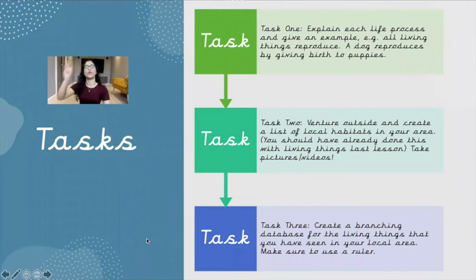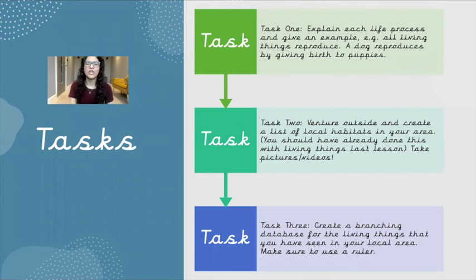Now then, time for your 3 tasks. Task number 1, you're going to explain each life process and give an example. So for example, if I was to talk about the life process of reproduction, I would write down all living things reproduce. A dog reproduces by giving birth to puppies. So I've given a definition of the life process, and I've also given an example of that life process as well. So you're going to be writing that down and then uploading that onto Tapestry.